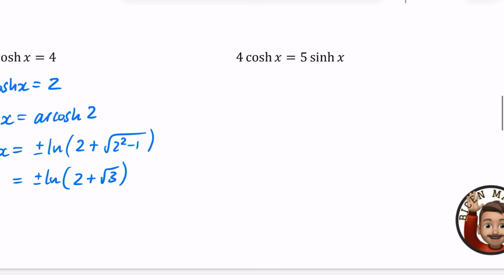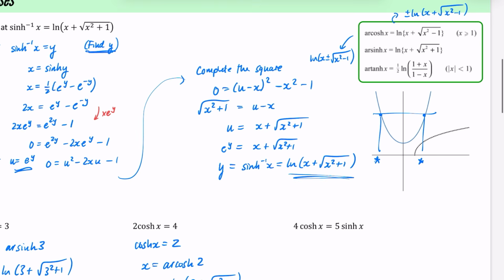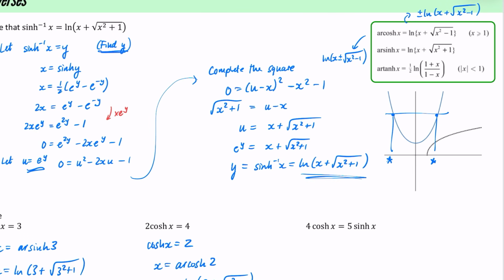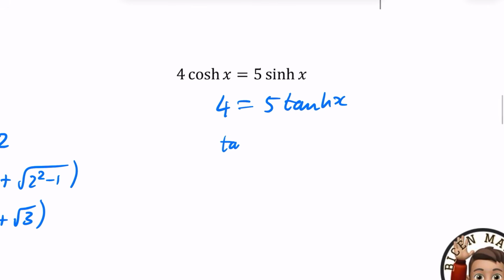And then again, think about what this one might be. I have sinh and cosh. Let's create tanh so that I can use the inverse tanh that we've got as this bottom one here. So I'll divide by cosh so that we have 4 equals 5 tanh x, meaning that tanh x, which feels very strange to say, is equal to 4 over 5.